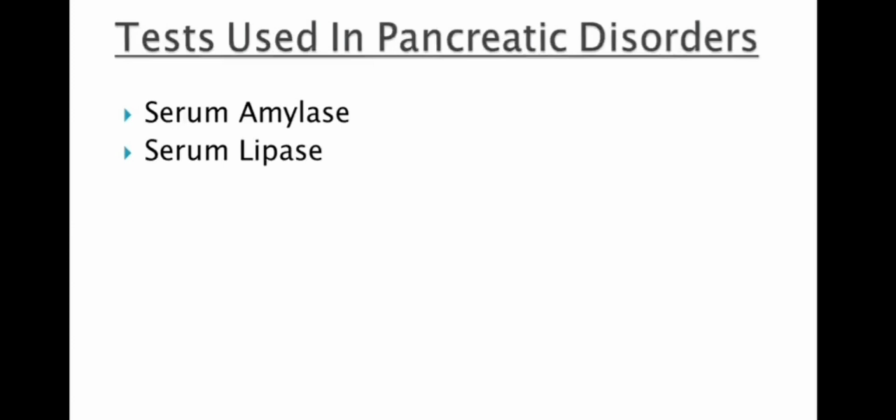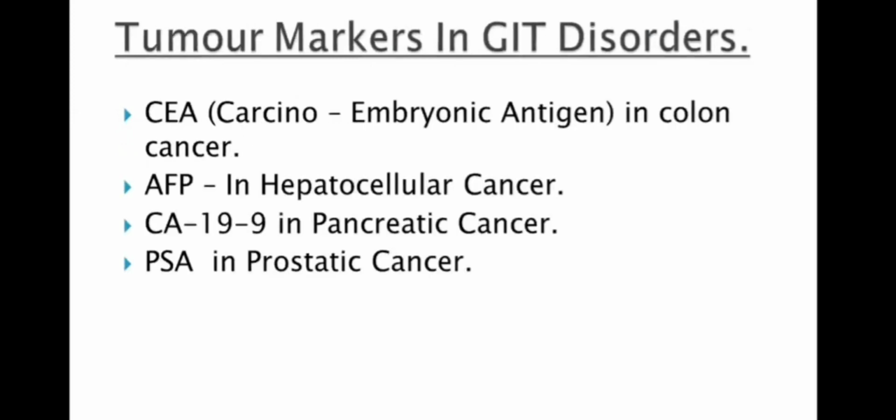Because we have to have some other differentials, like malignancy of the pancreas, that we have to rule out, and so many other things we have to keep in the differential diagnosis also, so you have to read. And the most important thing in GIT disorders is cancer markers or tumor markers.